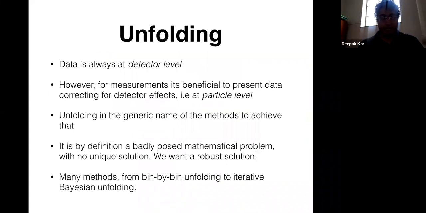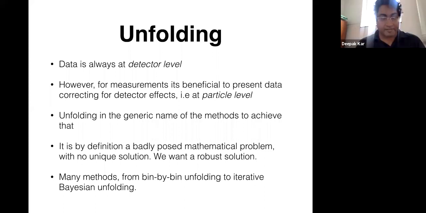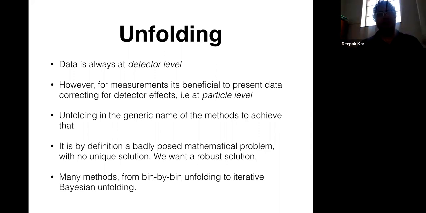The last thing we're going to talk about is unfolding. So when we measure something in data, it's always at detector level because we measure things in a detector. However, for measurements, it's beneficial to present the results correcting for the detector effects, or what we call particle level. Unfolding is a generic name of processes which does that. If you ask your mathematics friends, they would say this is a badly posed problem because there is no unique solution. But we have many methods: bin by bin, SVD, Bayesian unfolding.